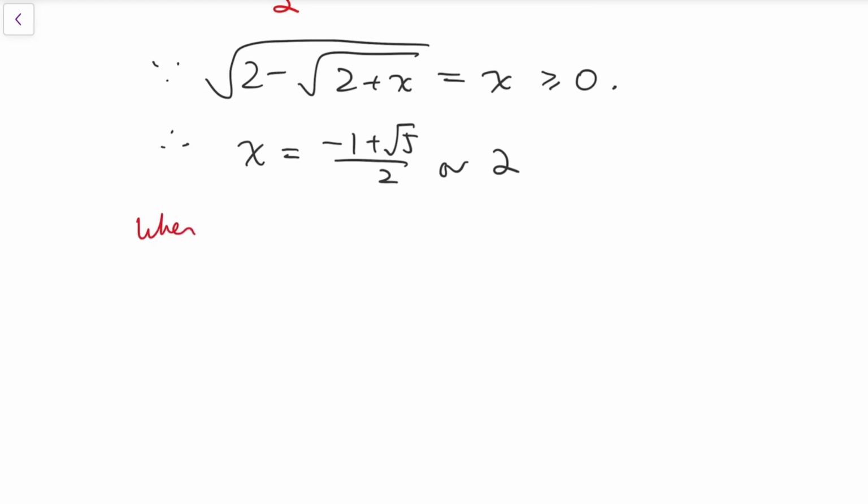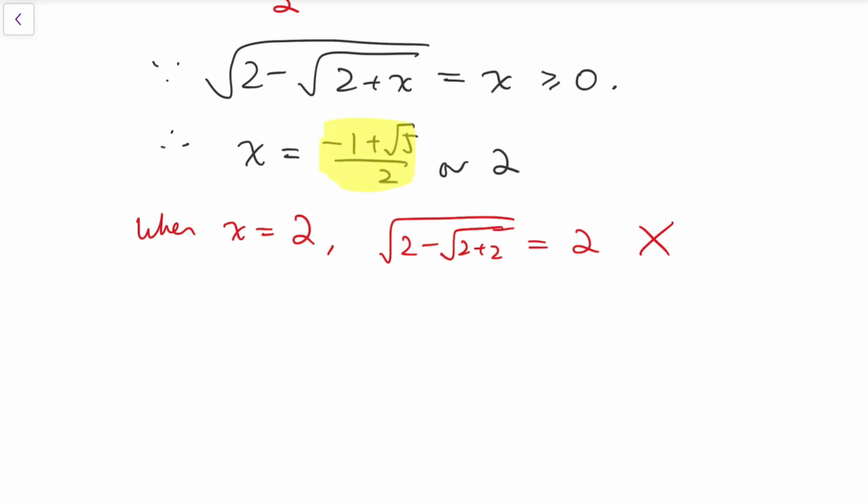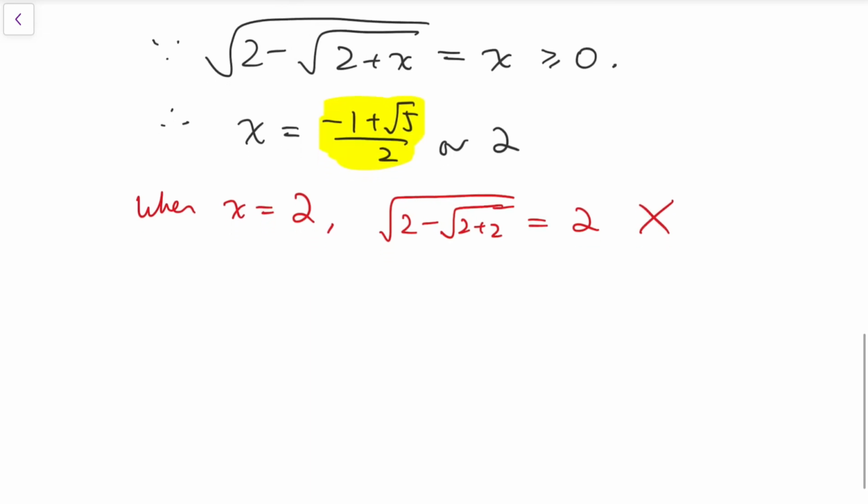Now, when x equals 2, the left side equals 2 minus square root of 2 plus 2, or square root of that number, that is square root 0, but the equation says it's equal to 2, so again it's wrong. That means the final candidate is minus 1 plus square root 5 over 2. We can also check that.